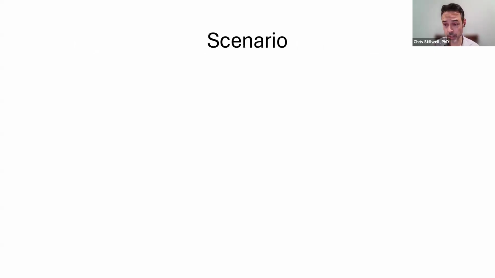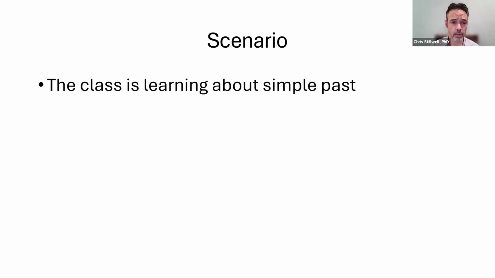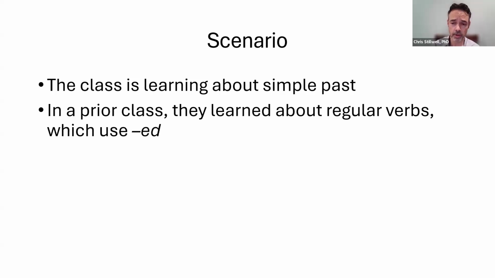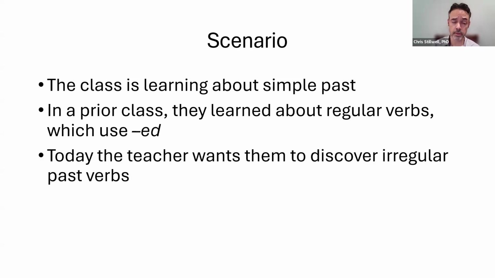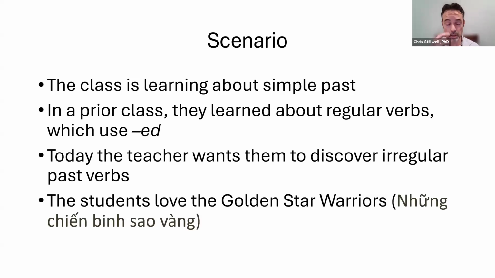So here's a scenario in my example. Let's imagine that we have a class here in Vietnam, and the class is learning about simple past. And in a prior class, they learned about regular verbs, which use -ed in the past. Today, the teacher wants them to discover irregular past verbs. And the other thing that we know about the class is they love the Golden Star Warriors.